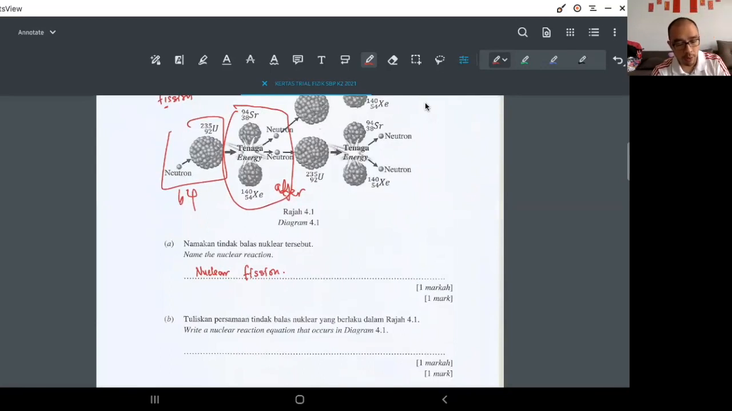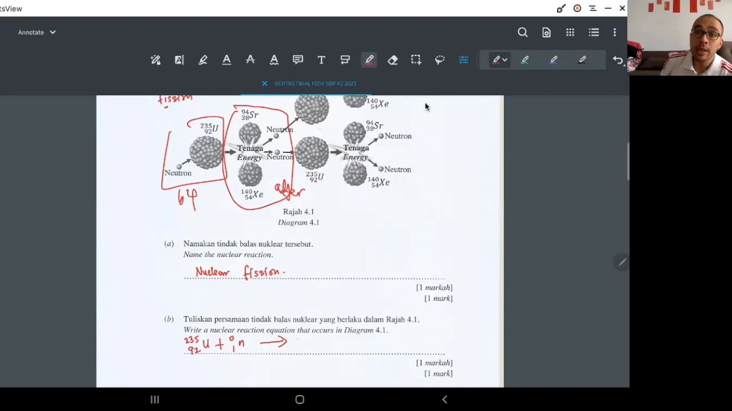Let's take a look at this. So how do we write this? Uranium-235 (92, 235 U) plus a neutron. That's before. Then after the fission, it will become strontium 94 (38) plus xenon 140 (54), plus two neutrons.